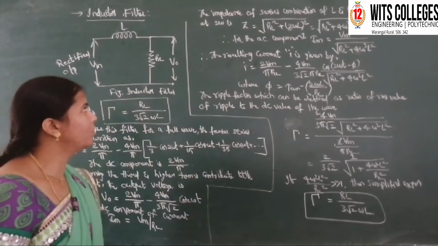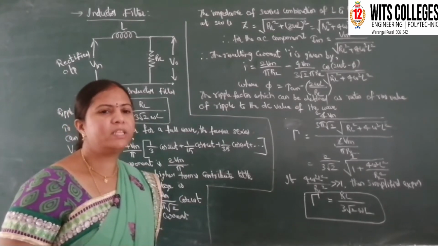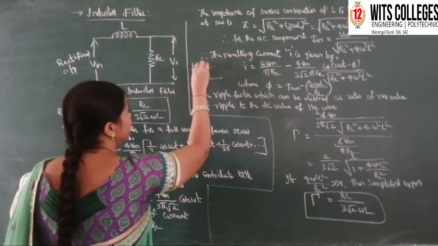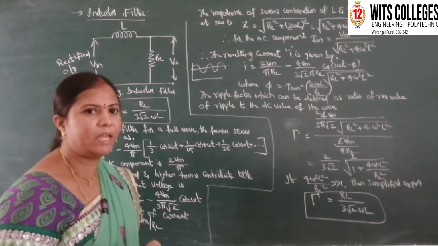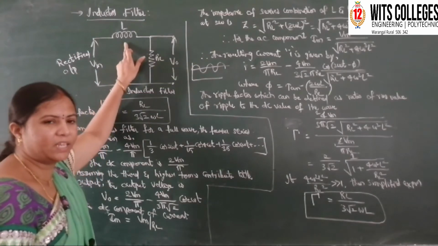So here the output of the inductor filter is approximately DC output. Approximately DC, it is going to be like this. It is approximately DC voltage. Now this is nothing but approximately DC output voltage. So what is the use of inductor here?